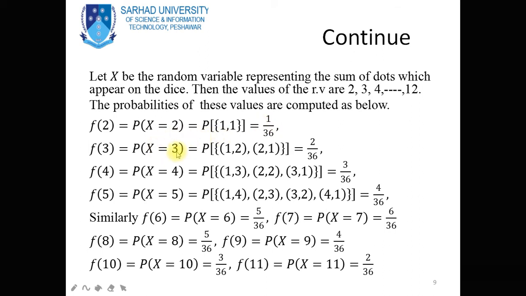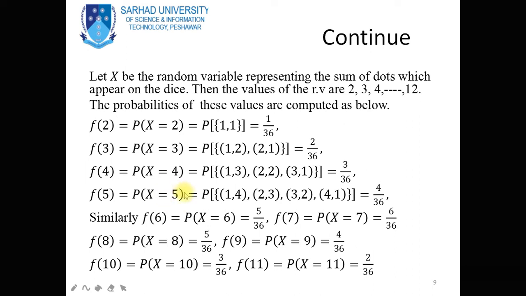Now the sum of darts equal to 3. In this case we have two outcomes, (1,2) and (2,1), because the sum of the darts equals 3, so the probability is 2 by 36. Sum of darts equal to 4, so we have these three outcomes, so the probability is 3 by 36.